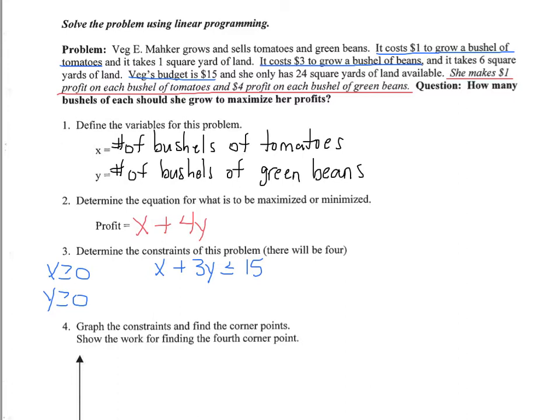Now, the thing that deals with square yards of land takes 1 square yard of land for tomatoes, 6 square yards of land for green beans, and we have 24 square yards of land available. So those 3 things go together. 1 square yard of land for tomatoes, 1x, 6 square yards of land for green beans, 6y, less than or equal to 24.